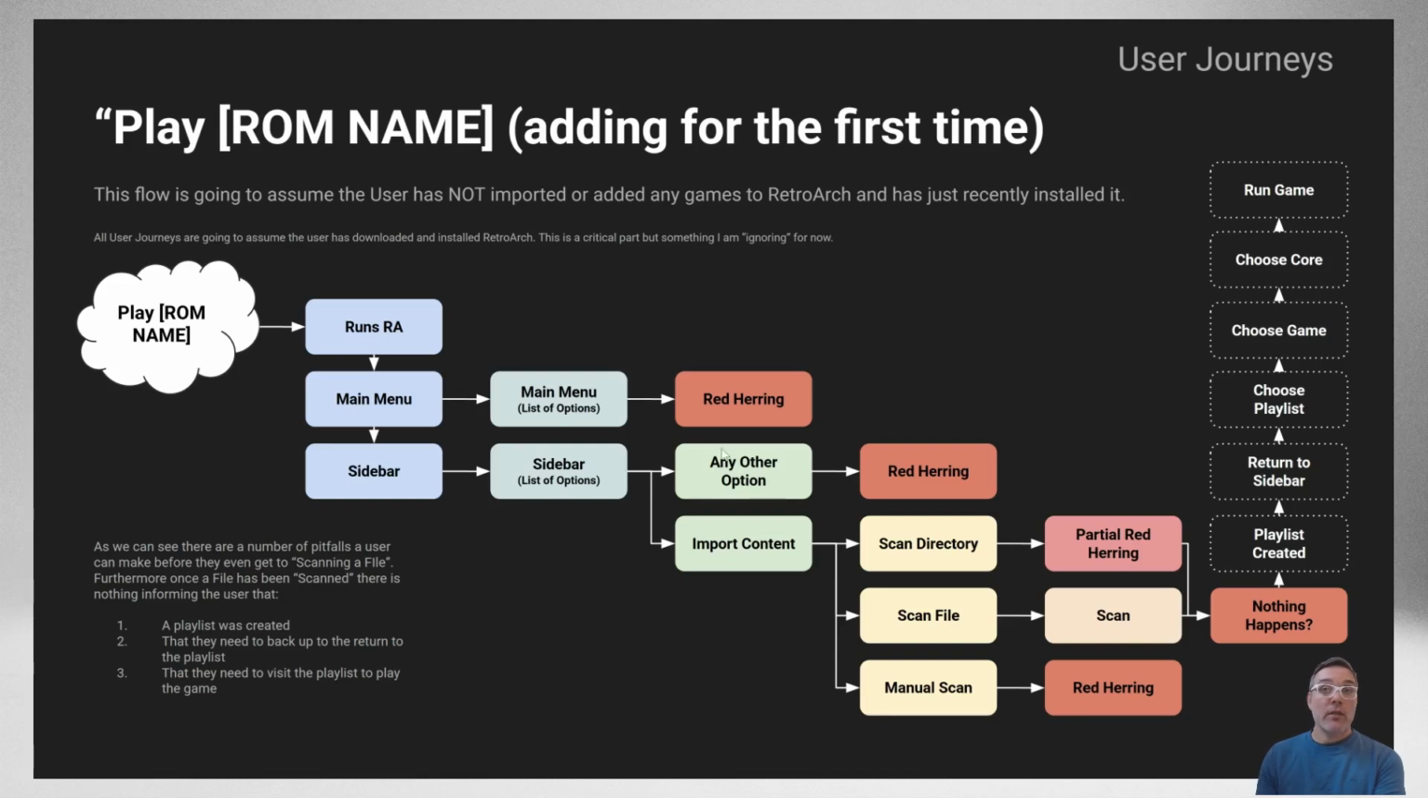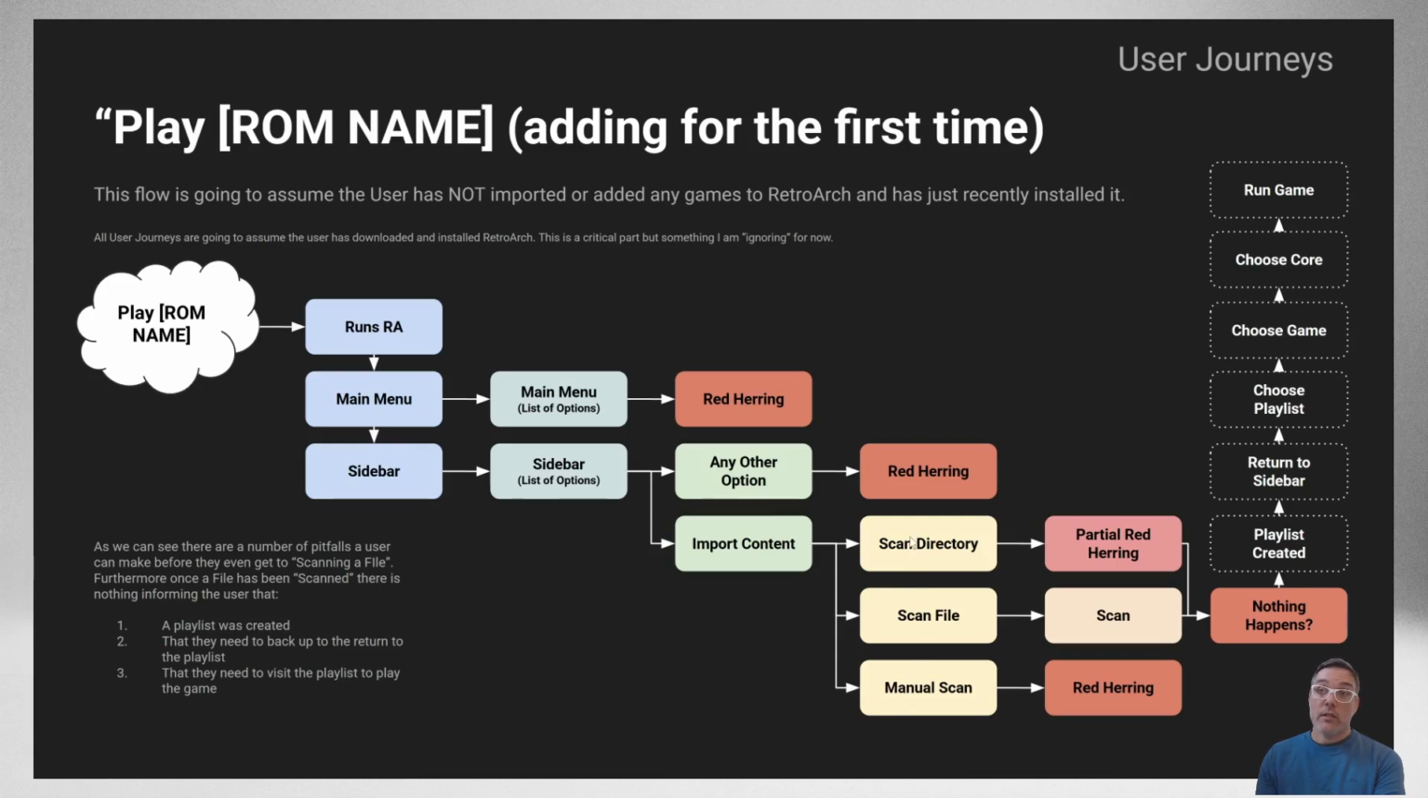So there's a whole bunch of other options that come installed by default for RetroArch, but they're all red herrings to playing a game as well. And what you need to do is go to, I think it's like a playlist or import content, whatever it's called. So you click there, and then that takes you to another screen, and you've got 3 choices.